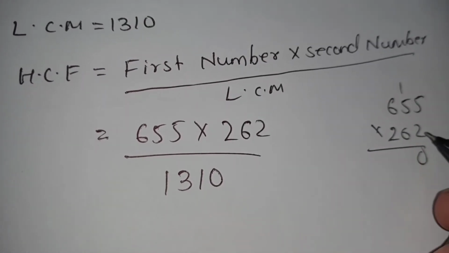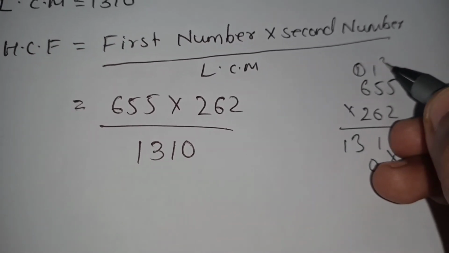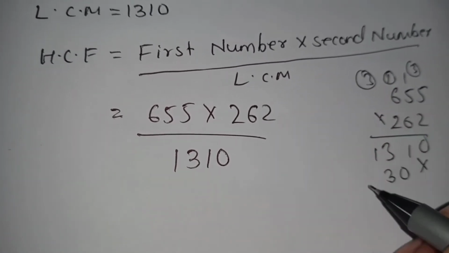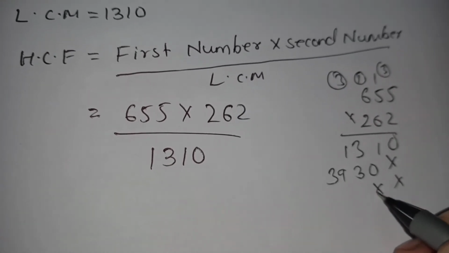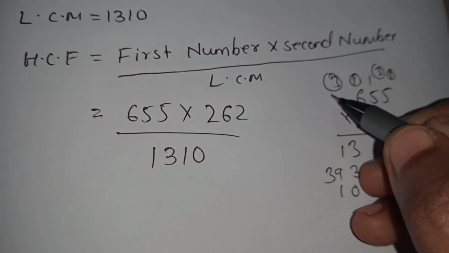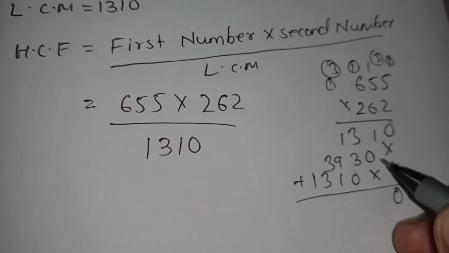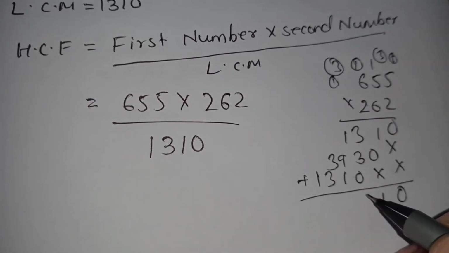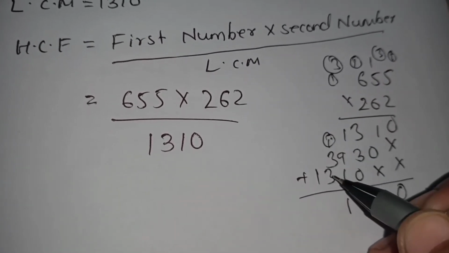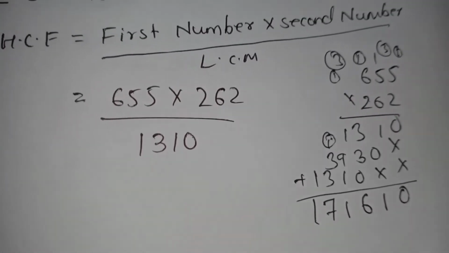2 fives are 10, 1. 2 fives are 10, 11, 1. 2 sixes are 12, 13. Then 6 fives are 30 plus 3 is 33, 3. 6 sixes are 36, 36 plus 3 is 39. Then 2 fives are 10, 1. 2 fives are 10 plus 1, 11, 1. 2 sixes are 12 plus 1 is 13. Now let us add. 1 plus 0 is 1, 3 plus 3 is 6. 9 plus 1 is 10 plus 1 is 11, 1 carried. 3 plus 3 is 6 plus 1 is 7, and 1 we got after multiplying.